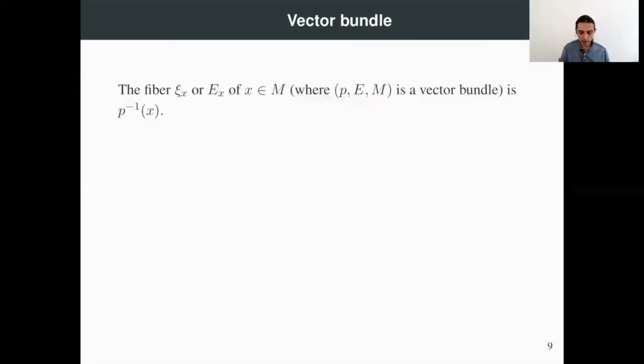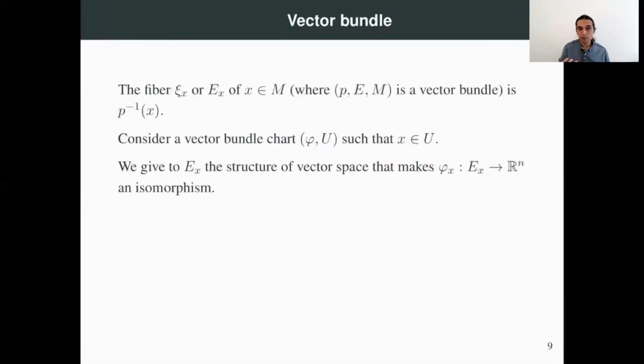Given a vector bundle, the fiber P^{-1}(x) is going to be denoted by E_x. We can use any of these two notations, right? So let us consider a vector bundle chart phi, U, such that x belongs to U. And we can actually use this vector bundle chart to give a structure of vector space to the fiber associated to the point x, okay? How is that? We have that phi is indeed a homeomorphism between the preimage of U by the projection map and U times R^n, right?